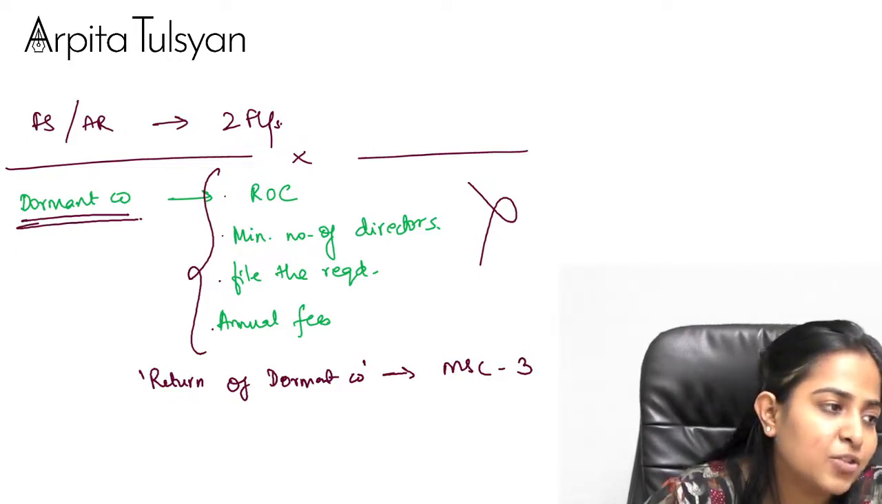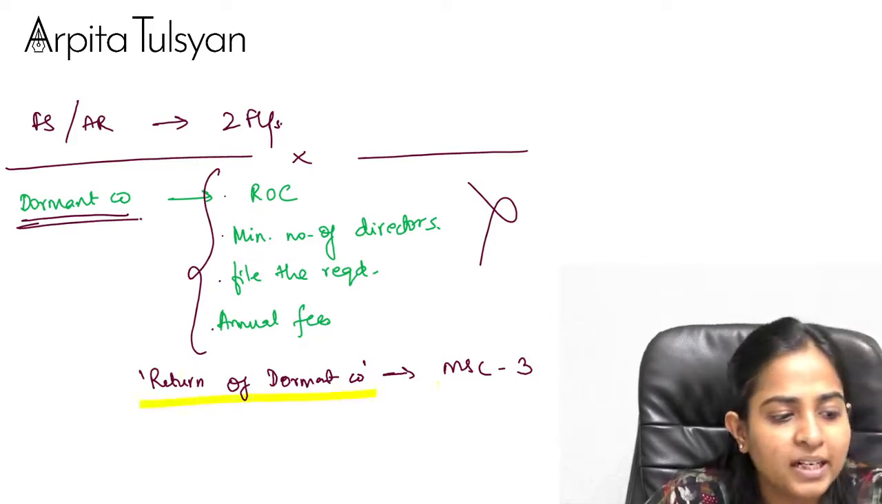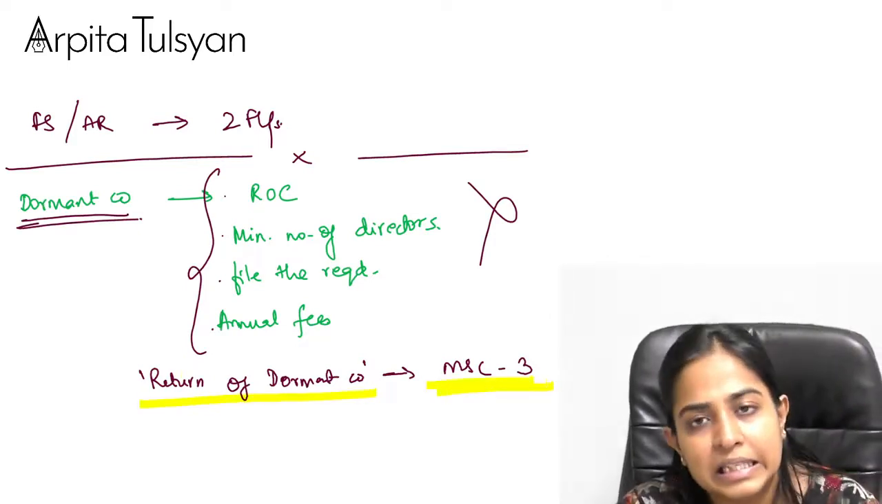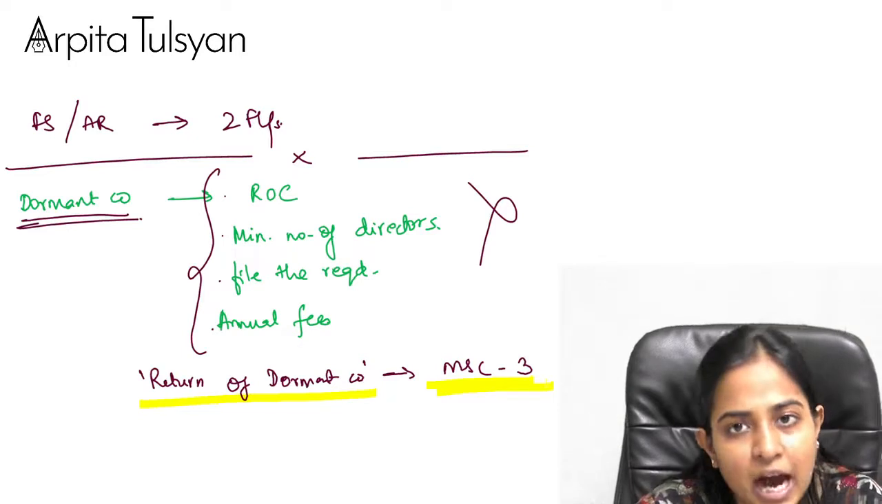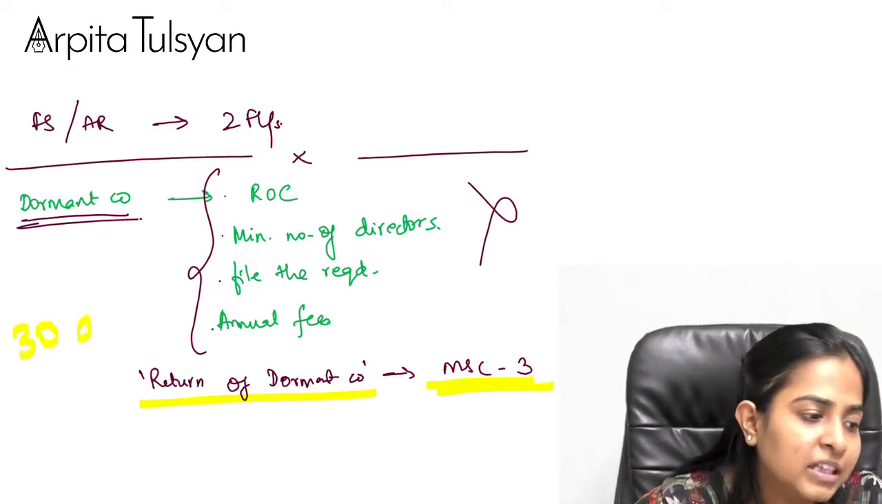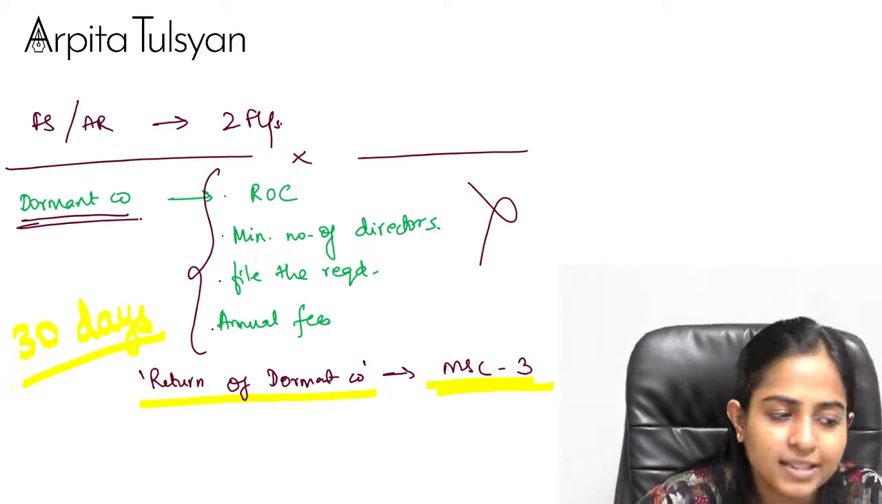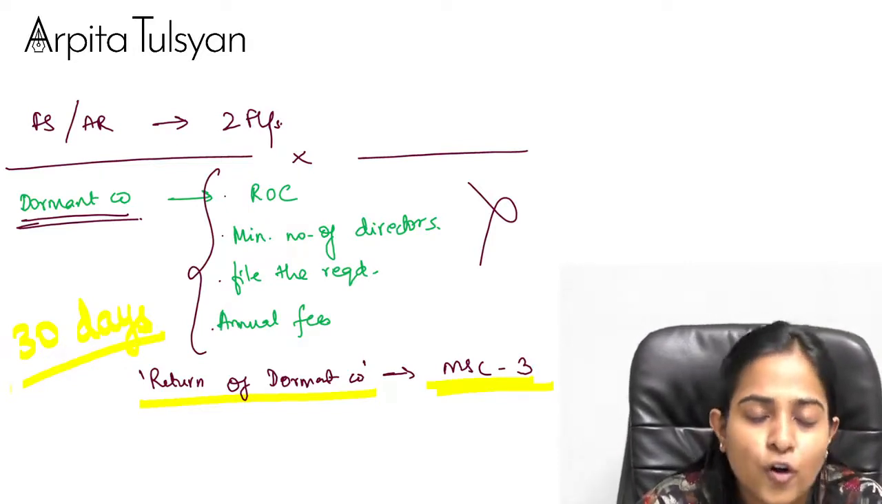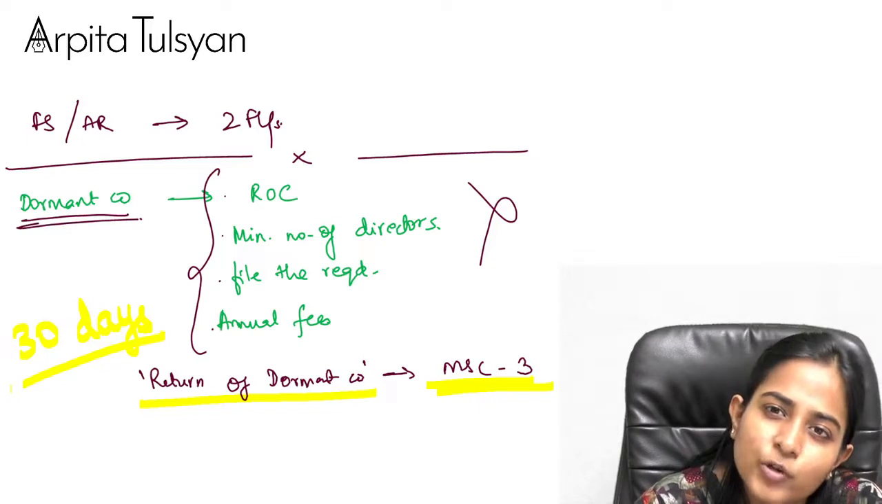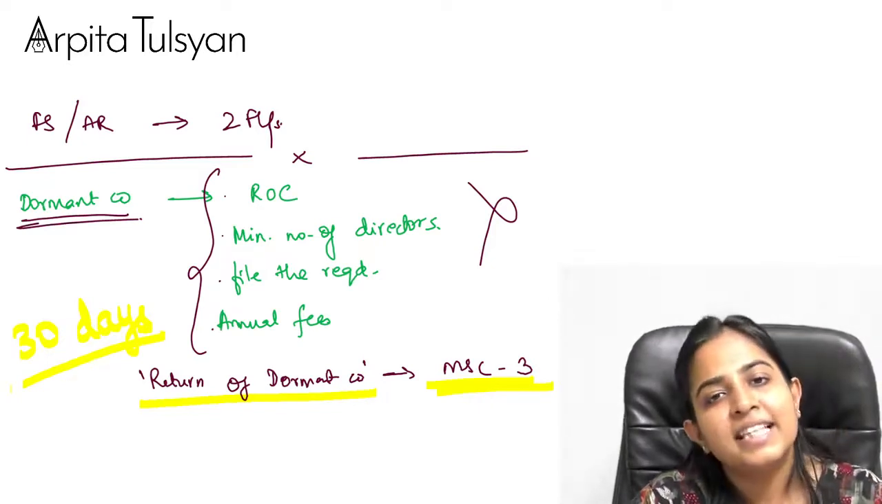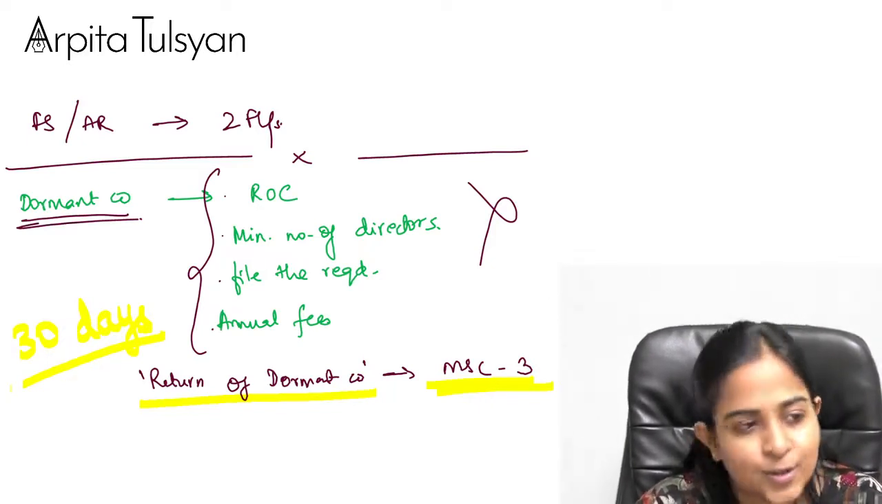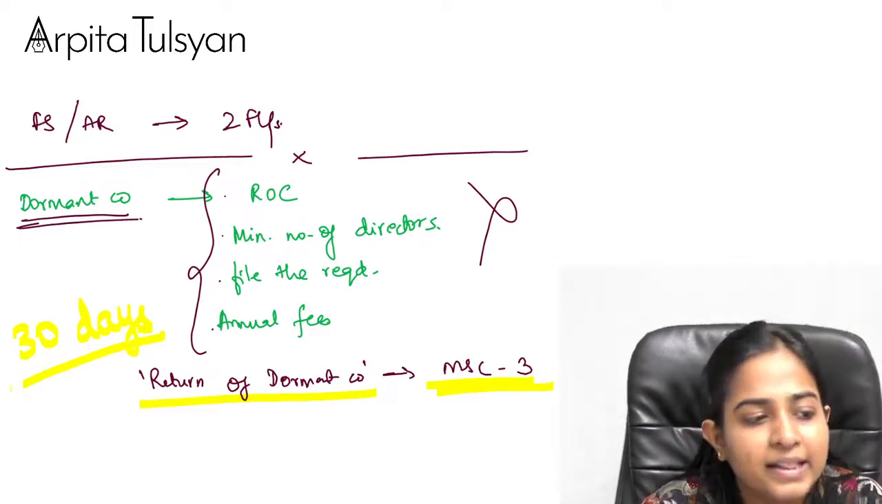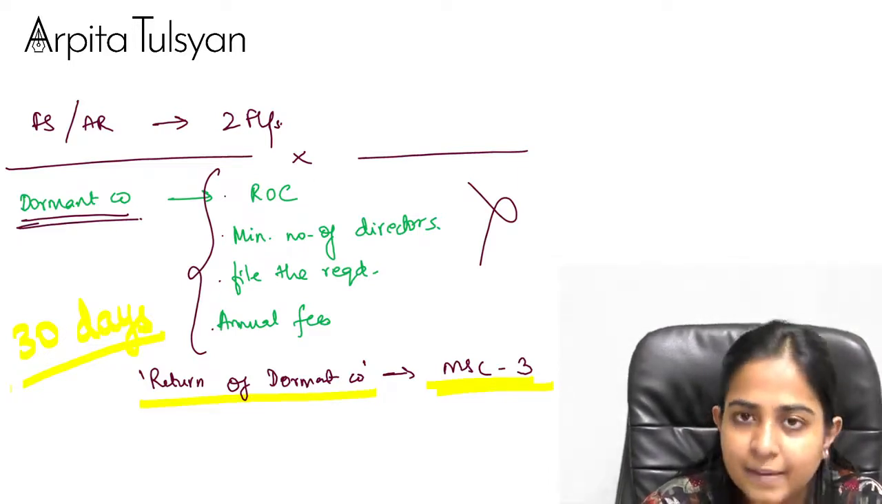Okay, the company has to file this return called the return of dormant company in form number MSC3 with the ROC, and this has to be done within 30 days of close of the year. This is an annual return actually. Why within 30 days? Why so early? Because anyways there would be no significant accounting transaction, so it is practically possible to file this return within 30 days.